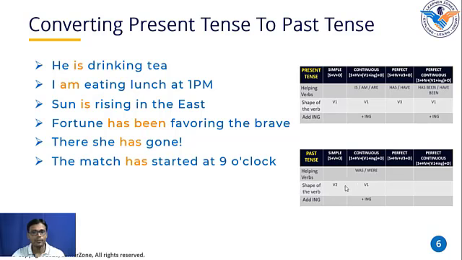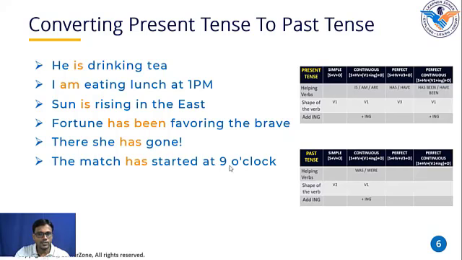Convert this sentence into past continuous tense now. The match was starting at 9 o'clock. Correct. Next.